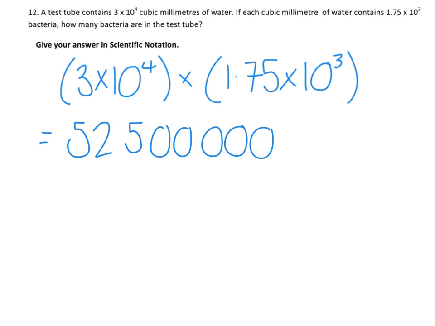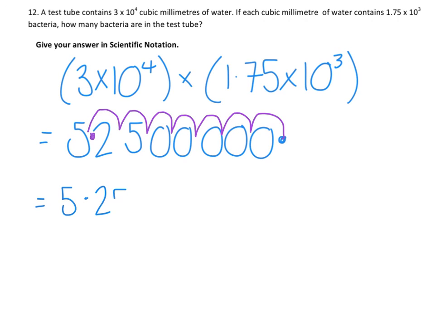So this is a whole number, which means the decimal point is over here in this position. We need to move the decimal point to write it in scientific notation. So that's once, twice, 3 times, 4, 5, 6, 7 times to make the decimal point end up in here. That gives us our answer, which will be 5.25 times 10 to the power of 7 bacteria. That's our final answer and the end of the question.